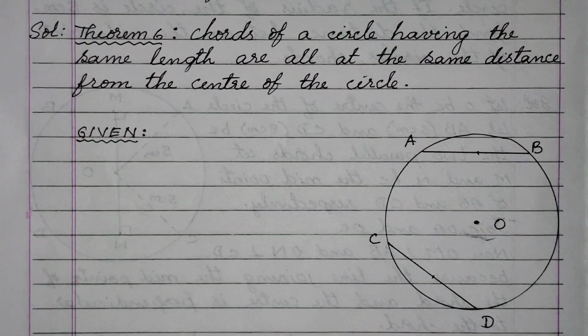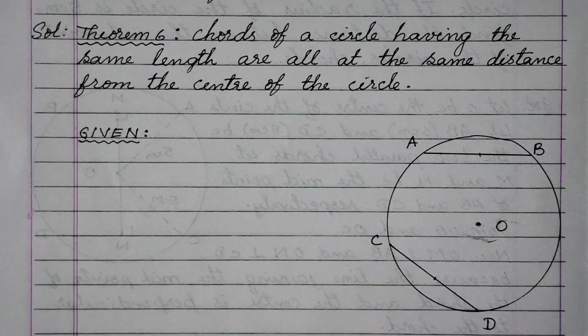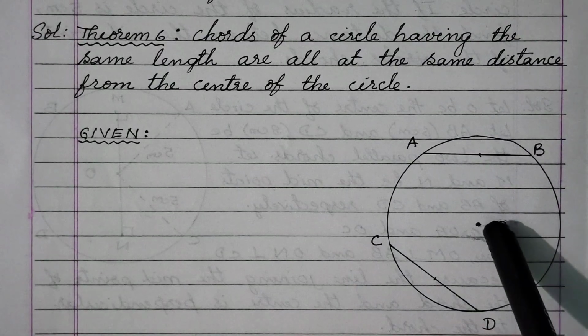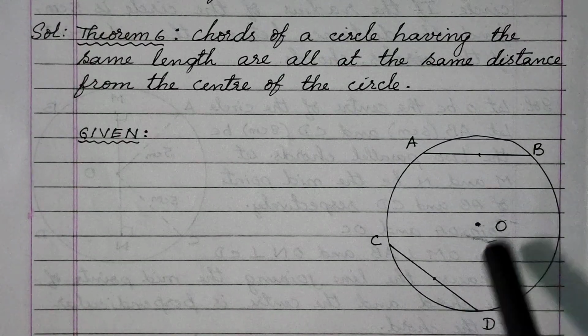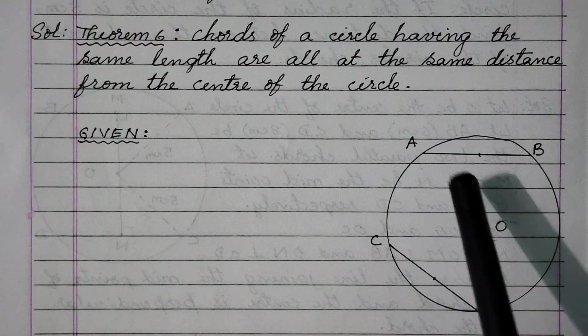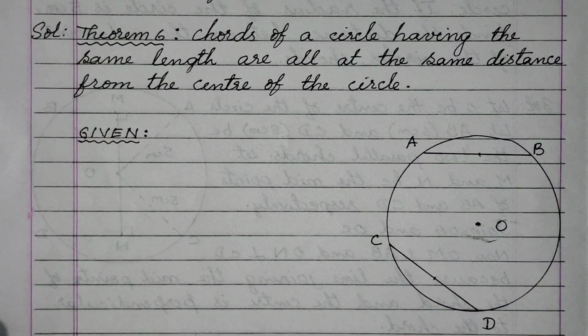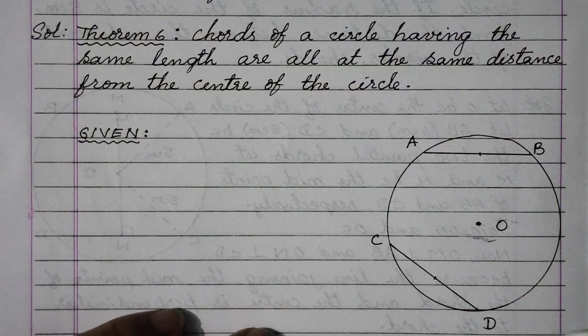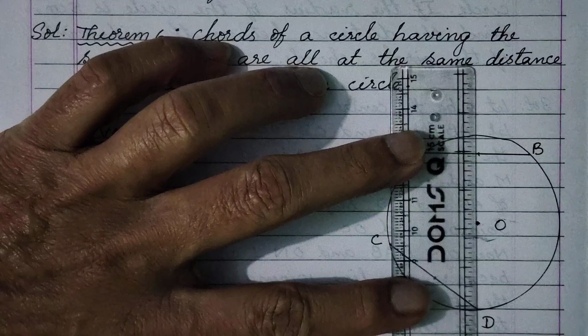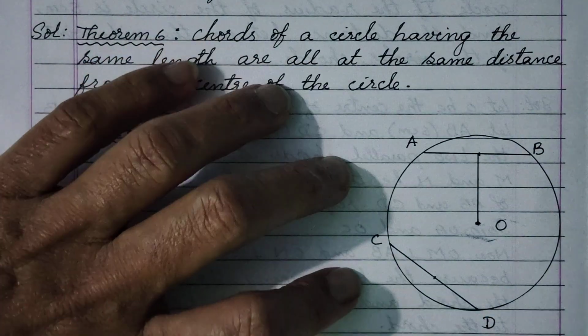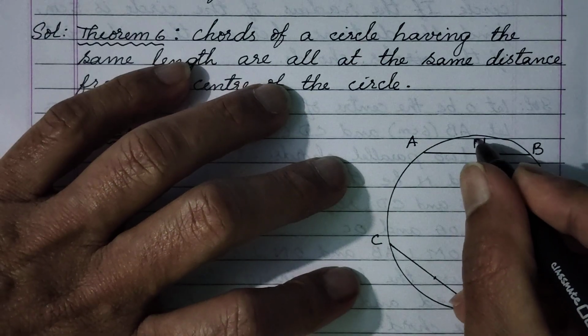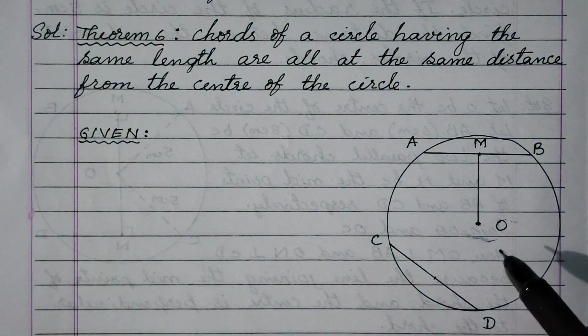So here, this is the circle. O is the center of the circle, and AB and CD are two equal chords. AB is equal to CD, and we need to prove that they are at equal distance from the center O. So first I will draw a perpendicular from O to AB. Let this point be M. So OM is perpendicular to AB.